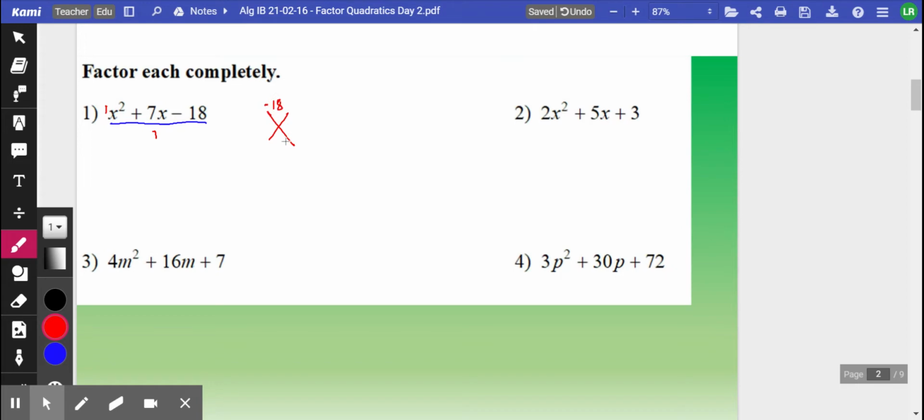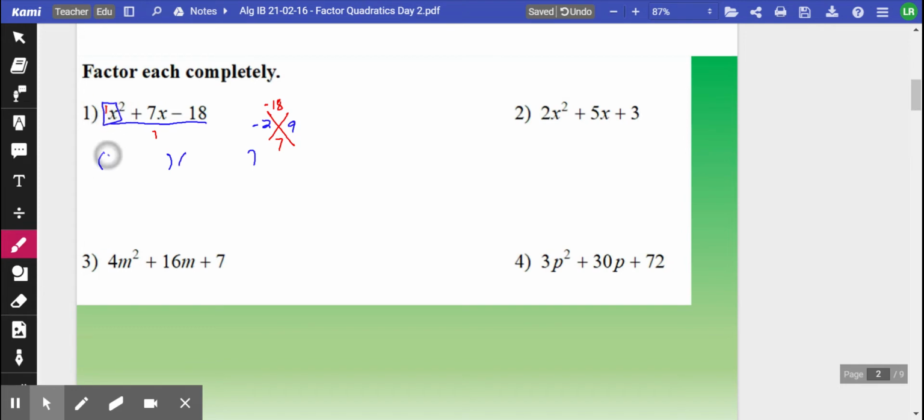Let's find our numbers. Multiplies to be negative 18, adds up to be 7. And the magic numbers here are negative 2 and 9. Negative 2 times 9 is negative 18. Negative 2 plus 9 is 7. Okay, put our wings out. I would be starting off here with 1x. And I use my magic numbers, so minus 2 and plus 9. Let's put our wheels down.